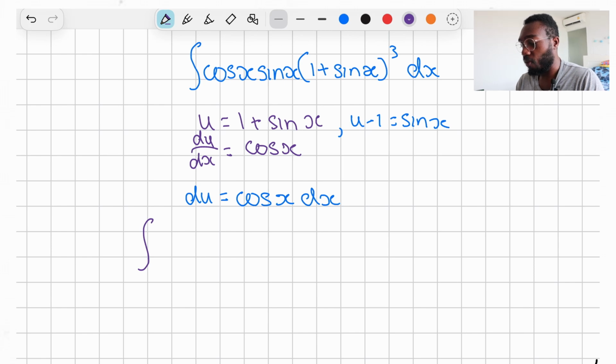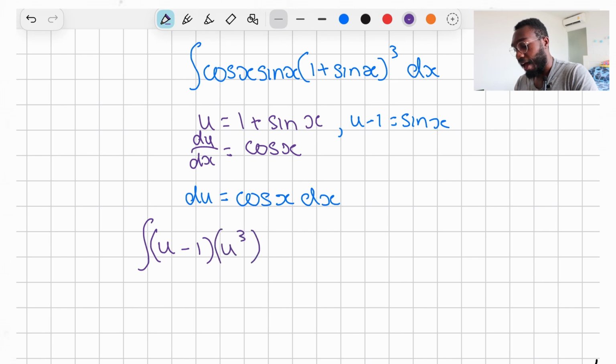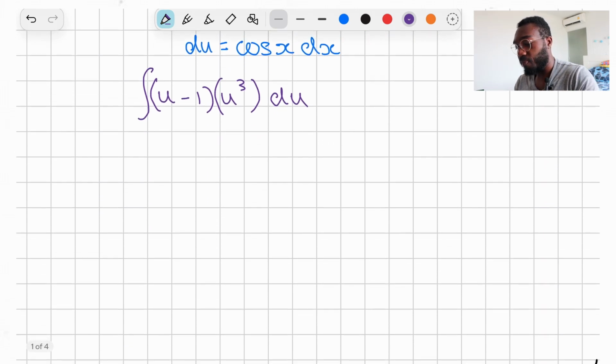So if we put it all together, let's do the sine x first. That would be u minus 1, and that would be multiplied by 1 plus sine x cubed, so that would be multiplied by u cubed. And then that would also be multiplied by the cosine x dx, which we know is just du. And that's it. We've changed that whole trigonometric function into just u's, and it looks a lot simpler. Now all we need to do from here is multiply this out, so that would give us u to the 4 minus u cubed du.